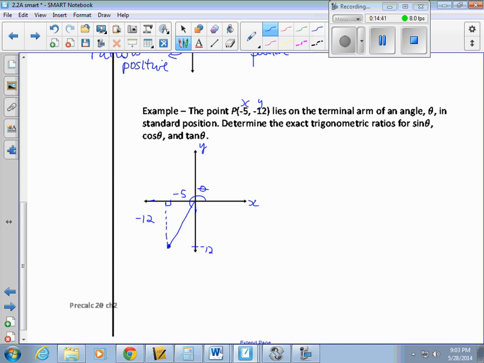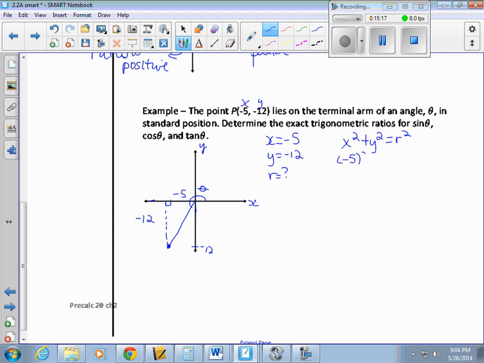So again, just like what we were doing in the other section, do an inventory of what you know. I do know that my x is equal to -5, my y is equal to -12, I don't have r. I'm looking at a right triangle, so I'm trying to find the sides. I'm going to use the Pythagorean theorem. Instead of using a squared plus b squared equals c squared, we're going to use x squared plus y squared equals r squared.